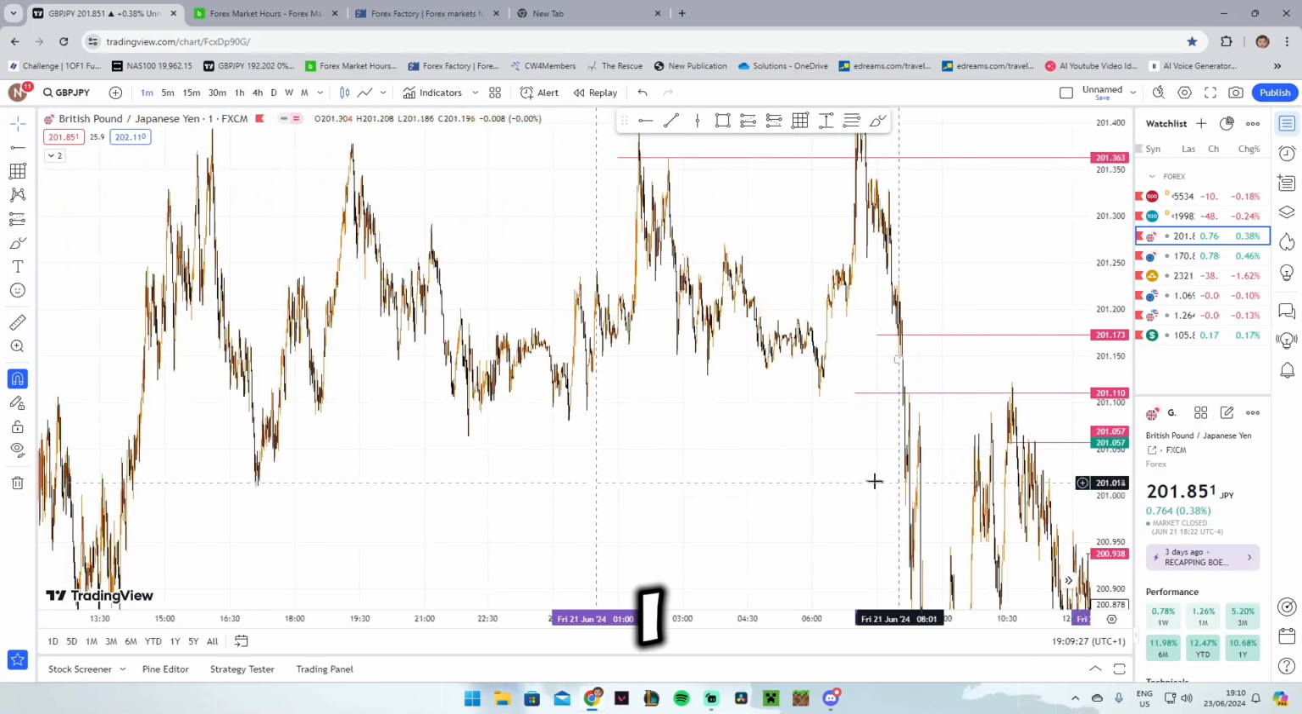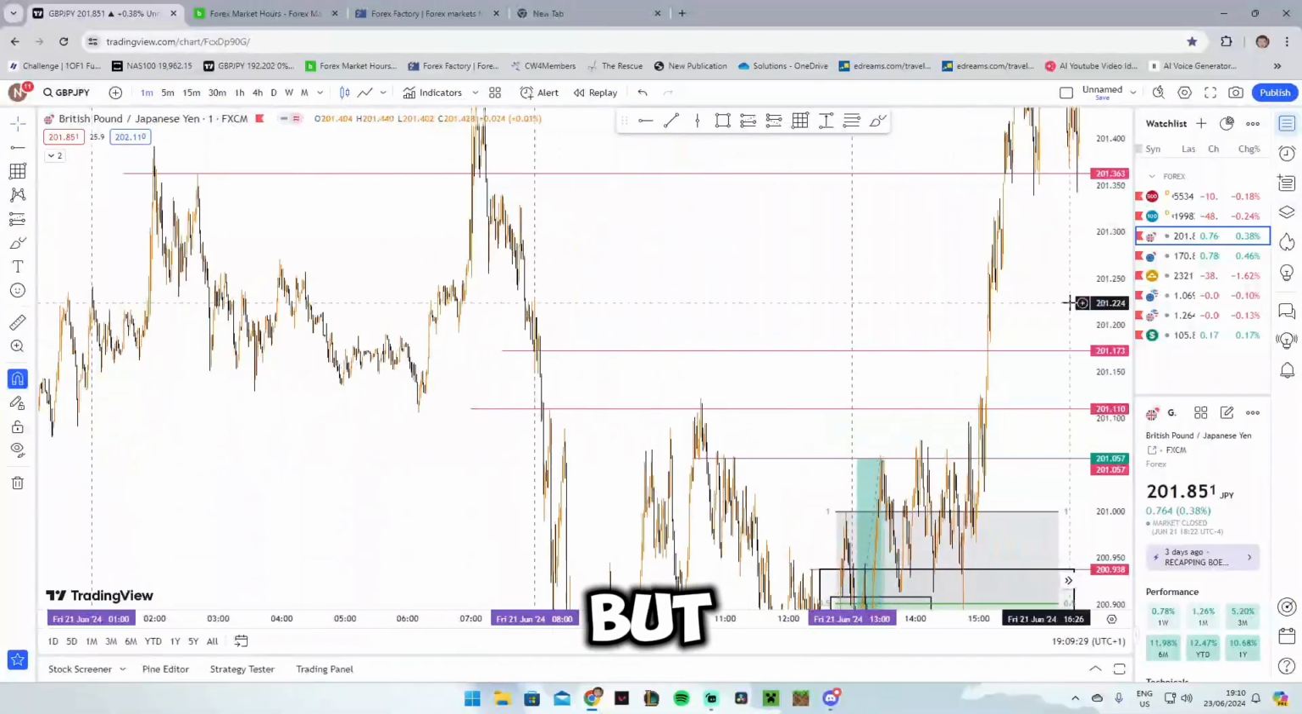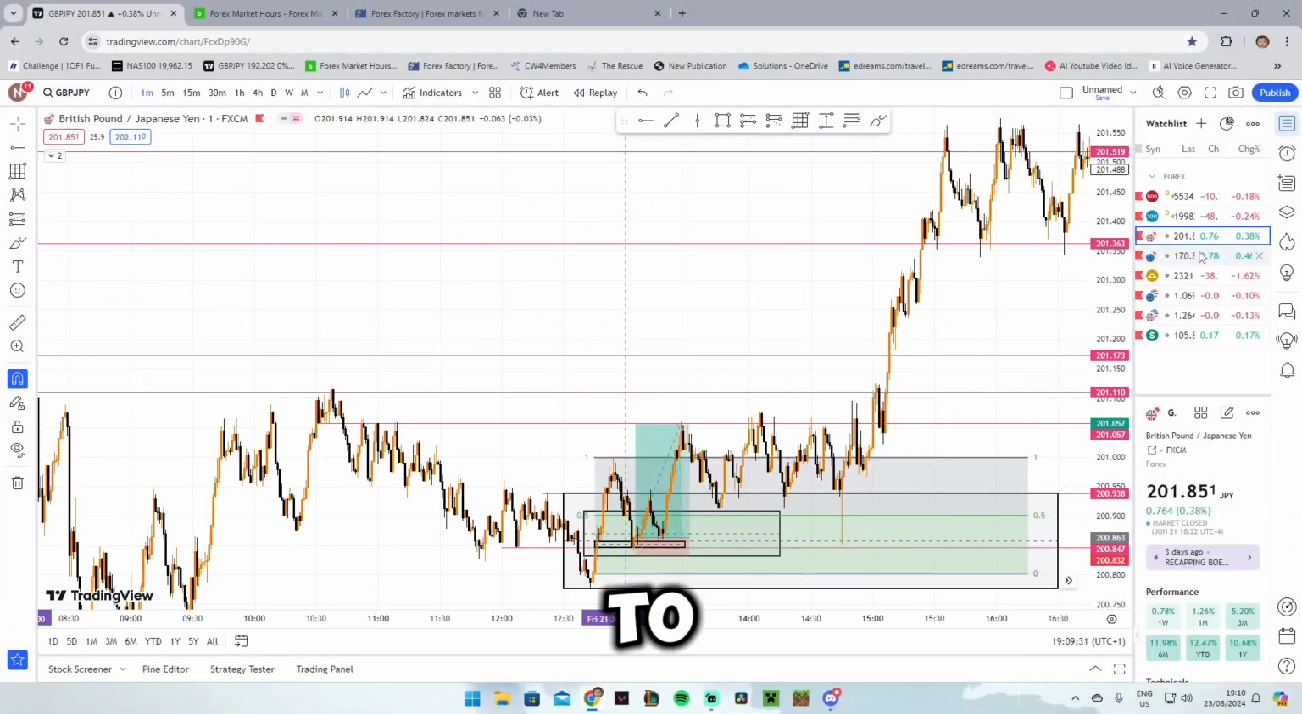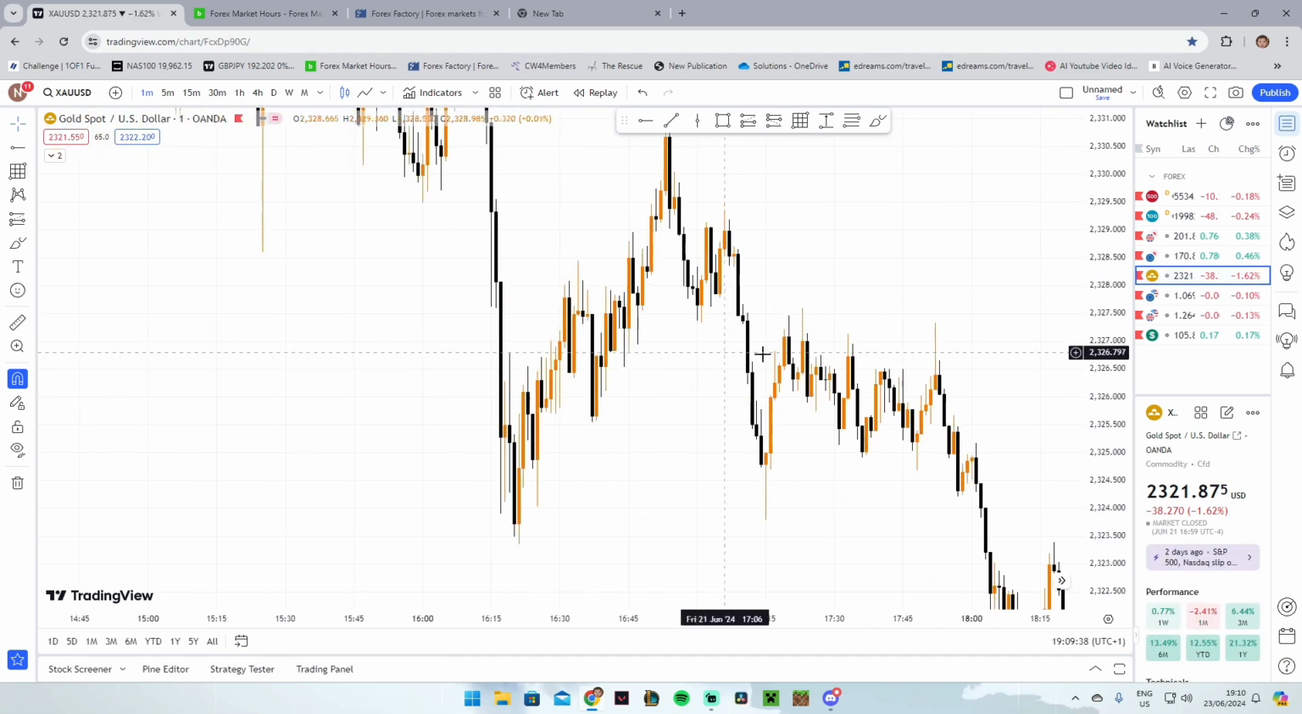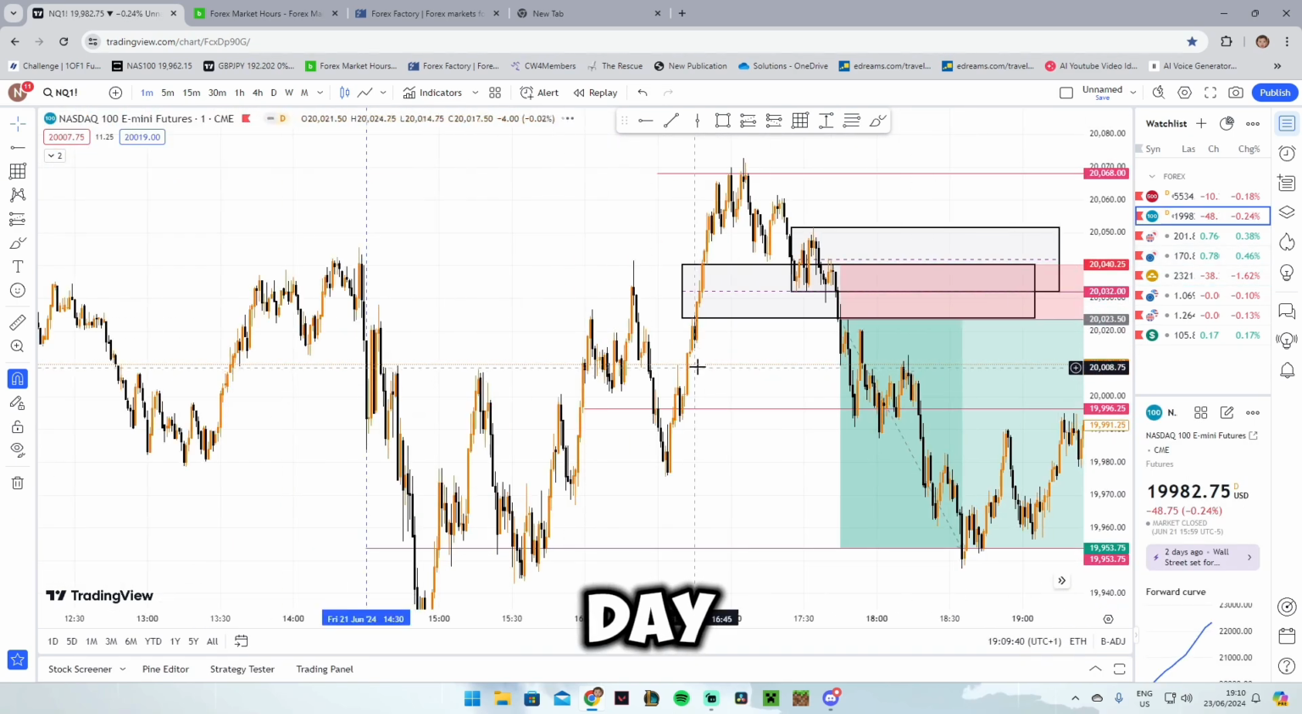Obviously, I will show you more on this one, but for now, I'll just try to show you what it would look like on gold, for example, if we use the same strategy. Actually, let's just go on day futures.